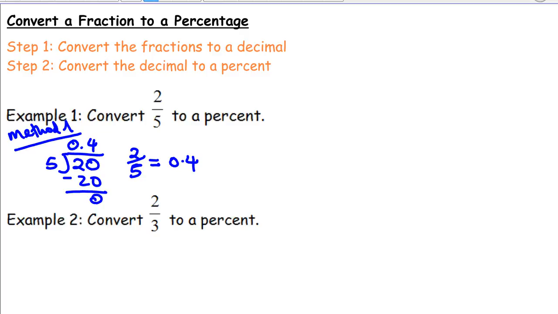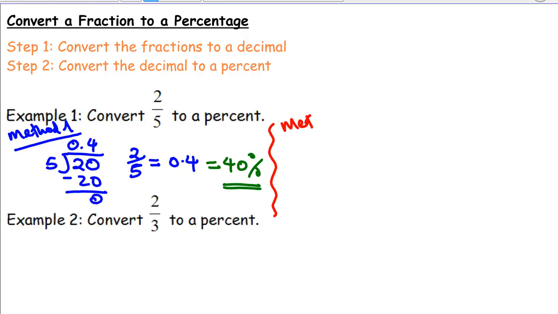And as you know, if we convert 0.4 to a percentage, you move the decimal 2 places to the right and we add a percentage sign. So that will be 40%. So that's method 1.